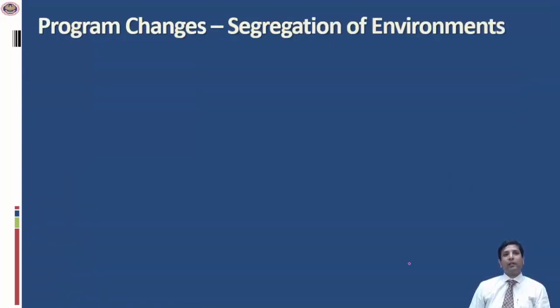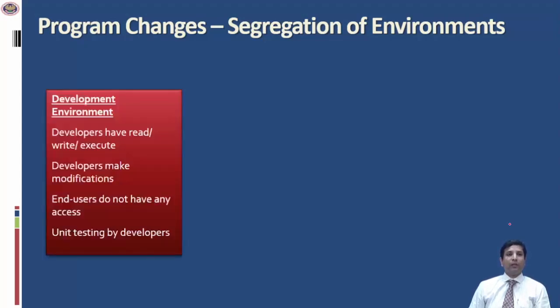Now let us look at segregation of environments and also the segregation of duties that should be within a program change process. Typically, when the programs are developed, they are developed in the development environment. So the company should have a separate environment where changes are developed. This environment should be different from the environment of production where the business transactions are processed.